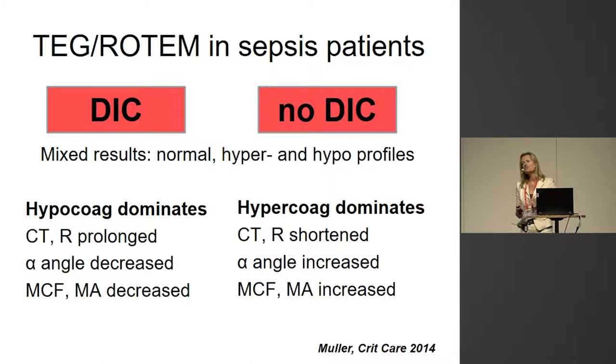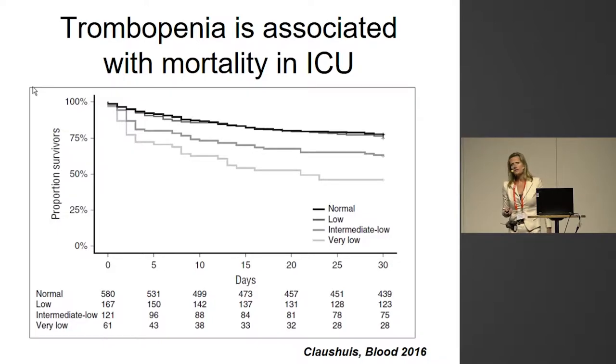And if you do that in sepsis, you get very mixed results. It's either normal, it can be hypercoagulable, but it can also be hypocoagulable. But if you give a rough division in those with DIC, the overall view is that the viscoelastic test reflects a hypocoagulable phenotype in that the clotting time is prolonged, and also due to low platelet count, the firmness of the clot is decreased, which shows up as a low alpha angle and low MCF or MA in your viscoelastic testing. So if you find that in your patient, is that relevant?